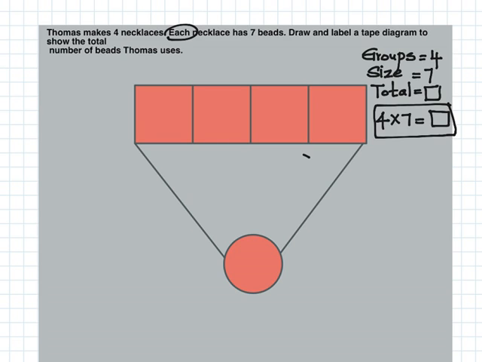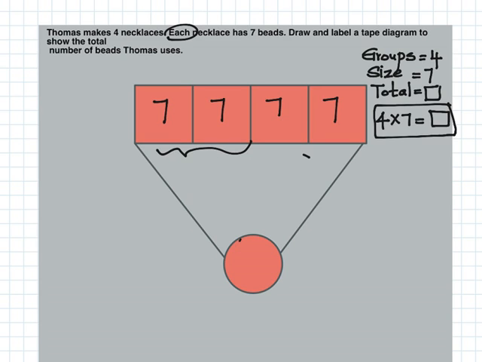Now let us fill in the tape diagram. We know there are 4 groups. This is group 1, this is group 2, this is group number 3, this is group number 4. Here the groups are necklaces, so there are 4 necklaces. That is why we have 4 groups. And each necklace has 7 beads in it, so each group should have 7 in it. Necklace number 2 has 7, necklace number 3 has 7, necklace number 4, group number 4, has 7. Let us add and find out.